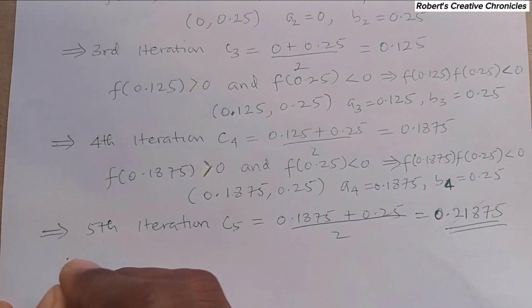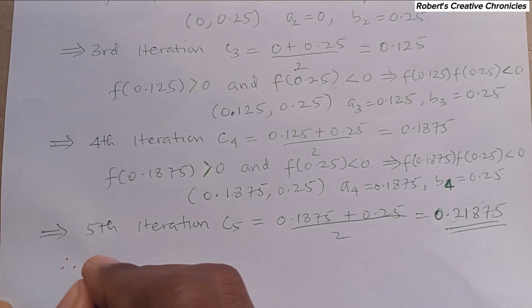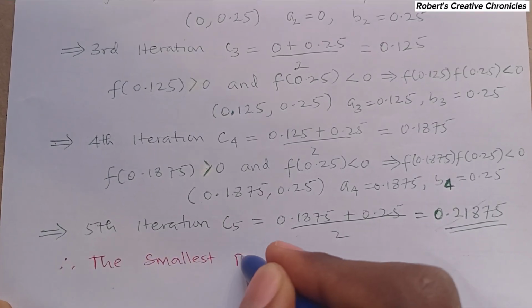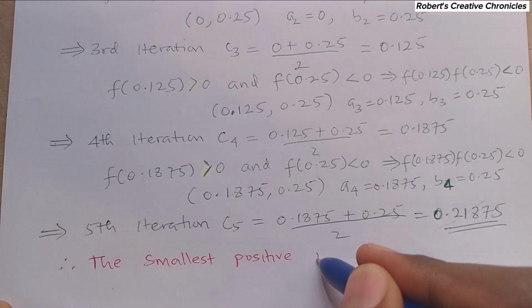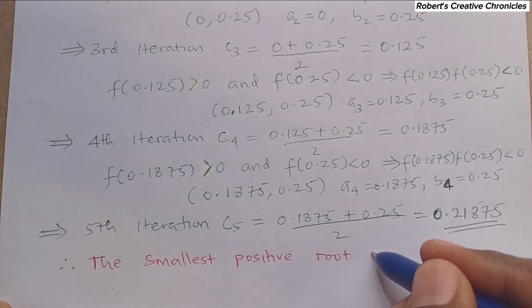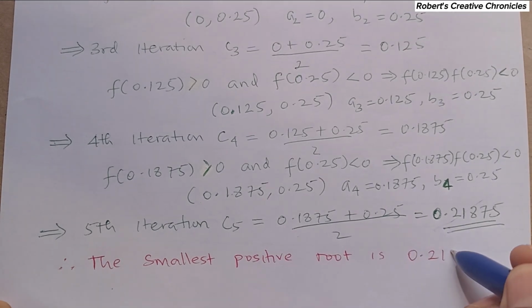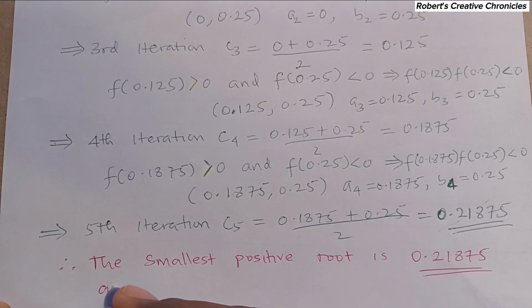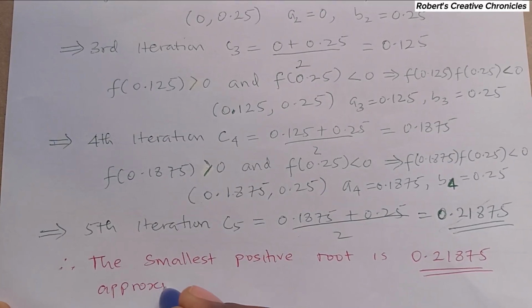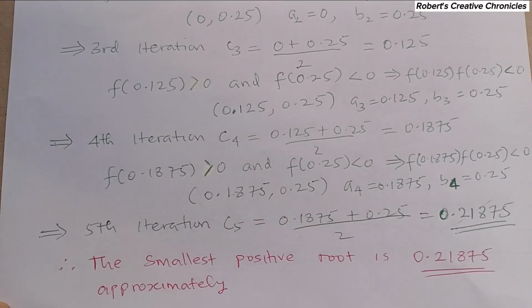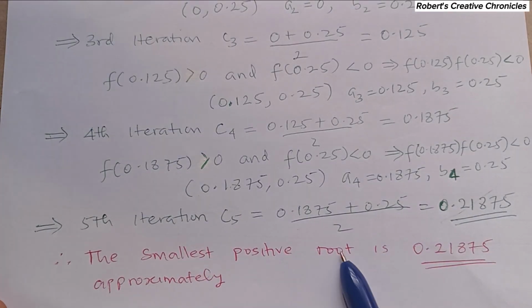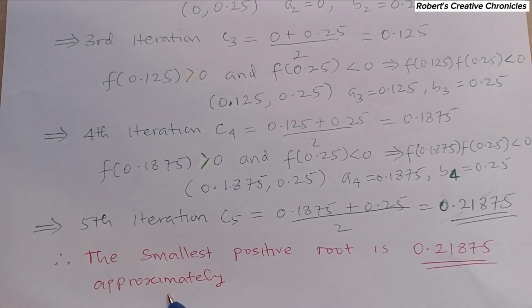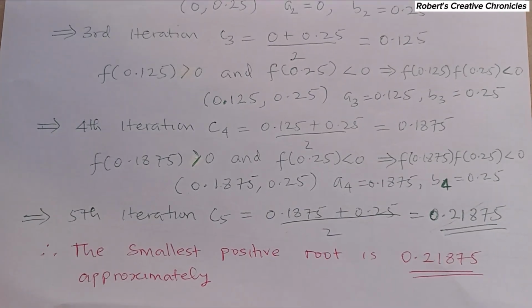So therefore we can conclude that the smallest positive root of the given equation is 0.21875 approximately.